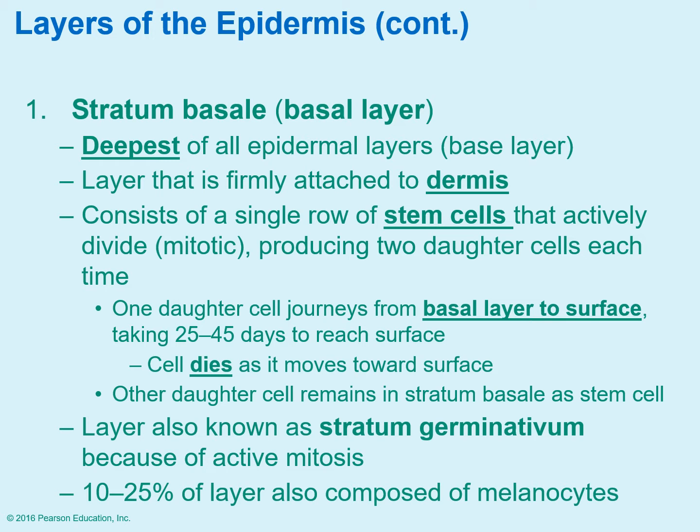So there's usually this row of stem cells that are actively going through mitosis, through cell division, and the result is they produce 2 new daughter cells. One of those daughter cells will stay and continue to go through mitosis. The other daughter cell gets pushed up and eventually will reach the surface of the skin. How long does that take? Oh, it's been estimated between 25 and 45 days. Now, by the time it gets to the surface, it's going to be dead. Like I said, that other daughter cell is going to remain at this basal layer so that it can continue going through mitosis.